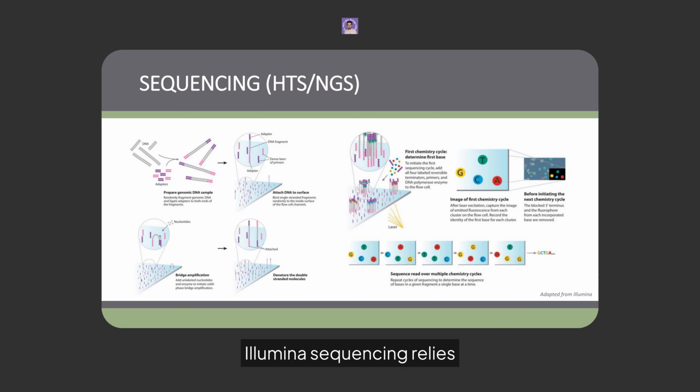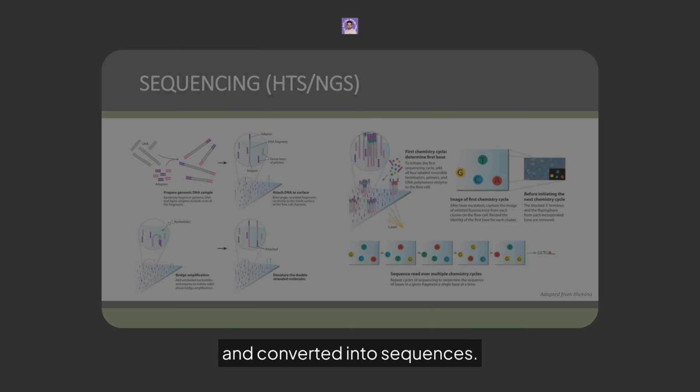Illumina sequencing relies on sequencing by synthesis. DNA fragments with adapters bind to a flow cell, undergo bridge amplification to form clusters, and are read base by base. Fluorescent signals are recorded and converted into sequences.